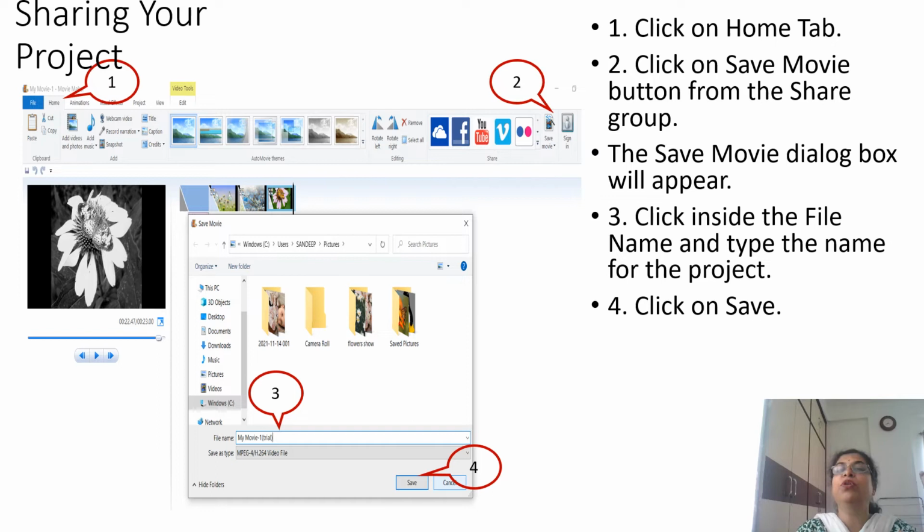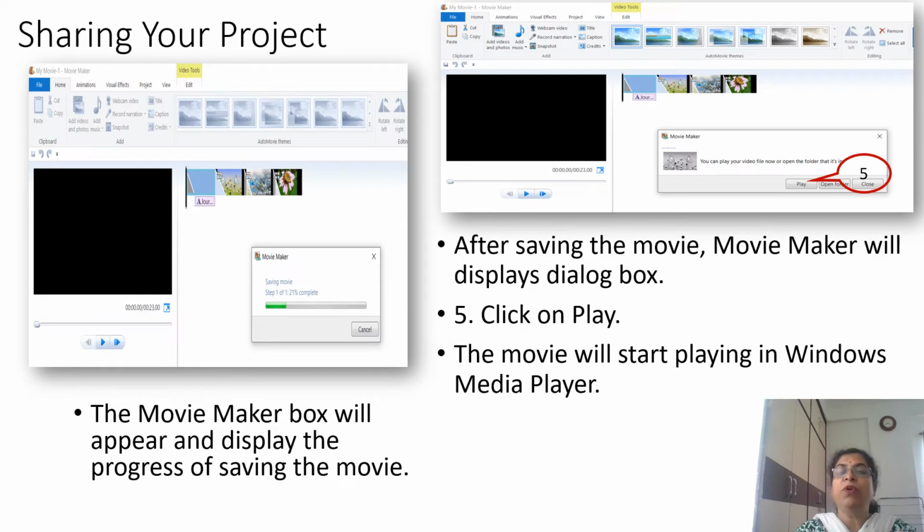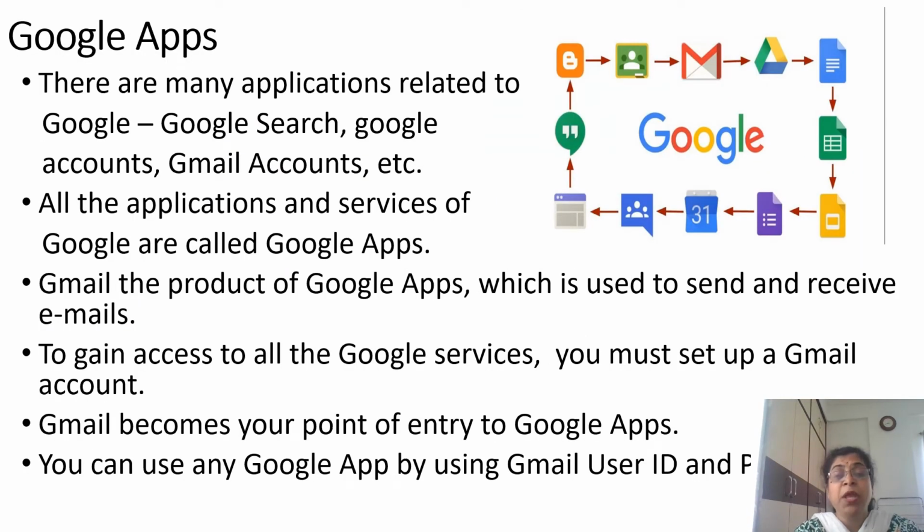For that, what you have to do? Click on the Home tab, click on the Save Movie button. The Save Movie button is the last option shown here. The Save Movie dialog box appears. There you have to select the option. It will start saving the movie, and after saving, Movie Maker will display a dialog box. Click on Play. So the movie will start playing in Windows Media Player, and you can enjoy the movie whichever you have made. Now after this, we will see the next chapter, that is Google Apps.